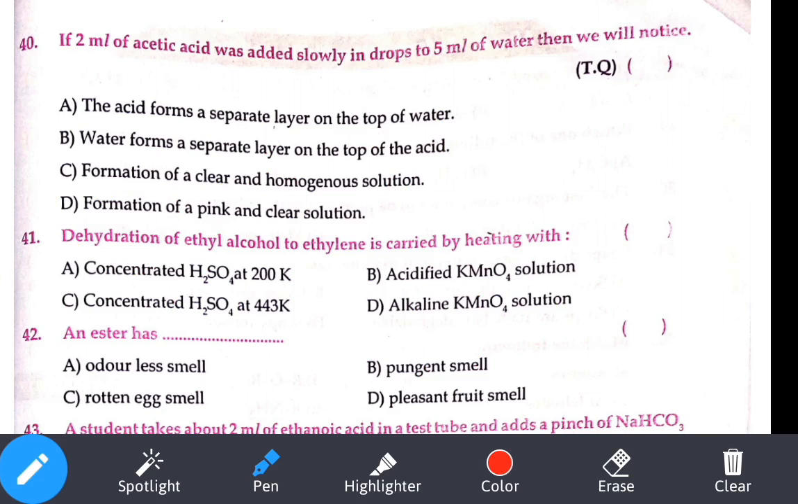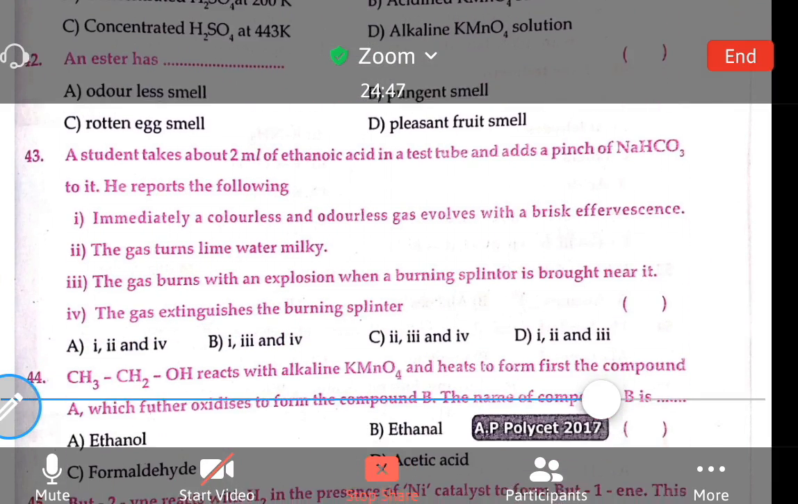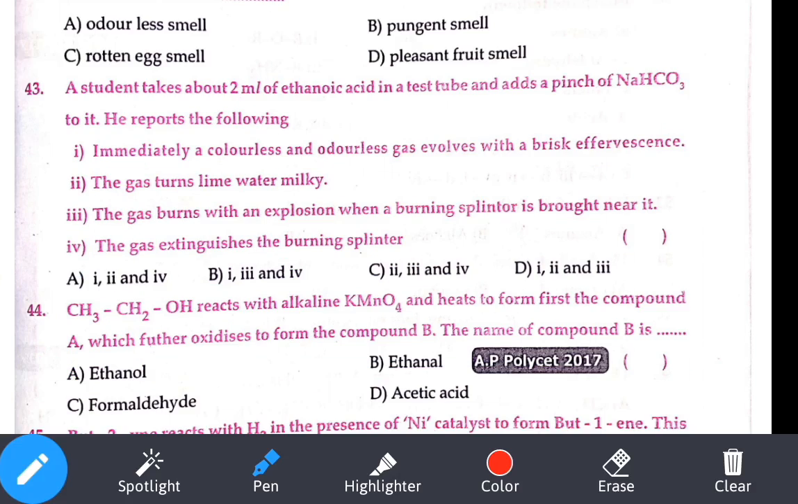Ester is also called as what? Ethyl acetate. It will have a sweet smell, a pleasant fruity smell. Option number D. 43rd question. Oh my, it's a bigger one. Okay, let's see the question.